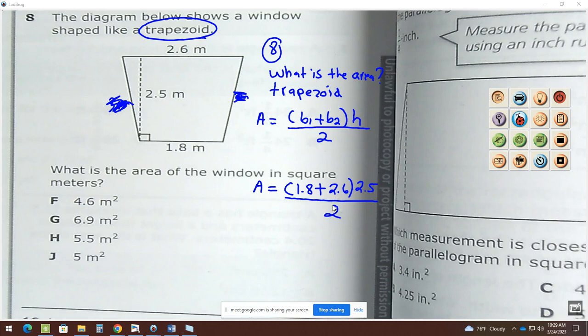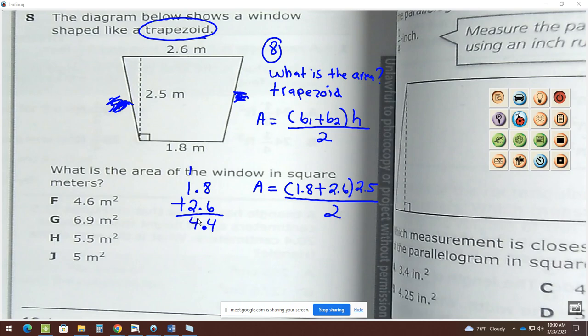Now we're going to do PEMDAS. Who will be first? Parentheses. So how do I add decimals? Do you remember how to add decimals? Line them up. So 1.8 plus 2.6. We don't remove decimals when we're adding or subtracting. 8 plus 6, 14. You see that decimal? Bring it down. 2 plus 1, 3 plus 1, 4.